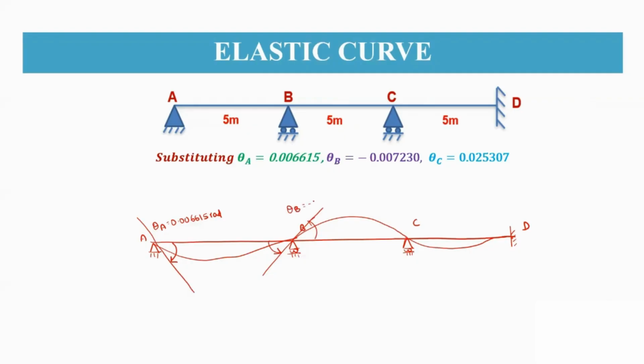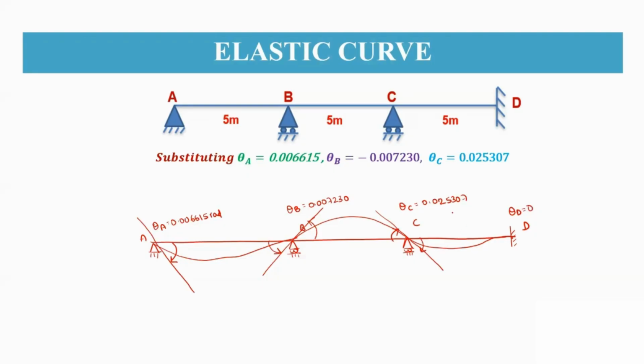And similarly, when we draw a tangent to this B point, you are getting an anti-clockwise rotation, theta B, equal to 0.007230. Again at C, when we draw a tangent, this is in the clockwise direction, theta C equal to 0.025307. Whereas at D, theta D will be 0.